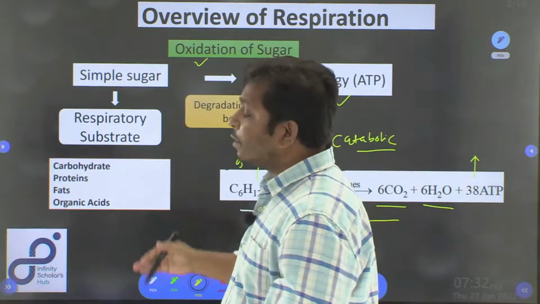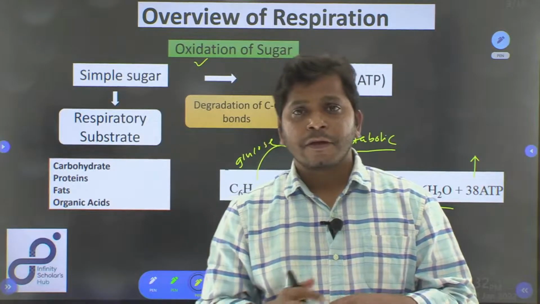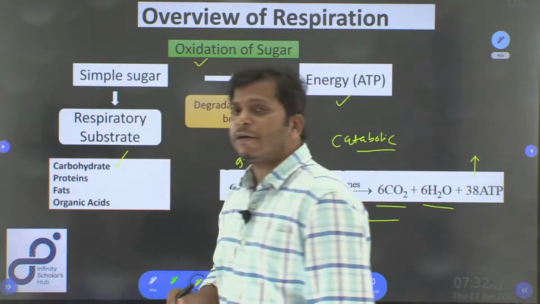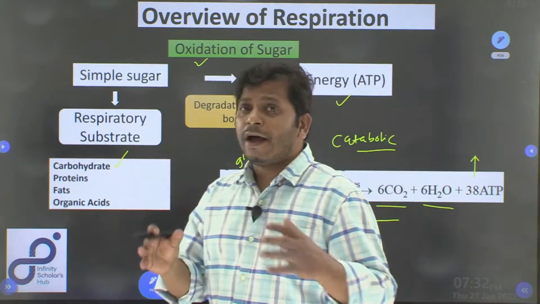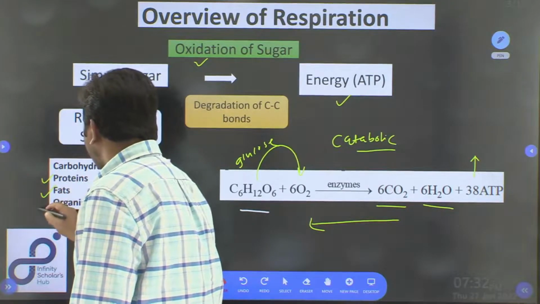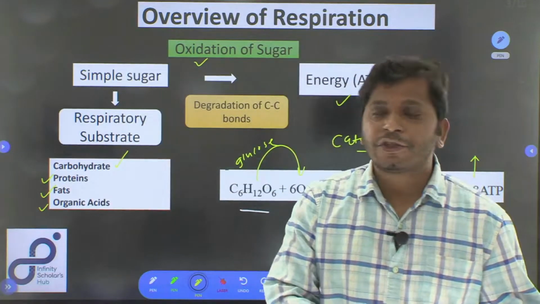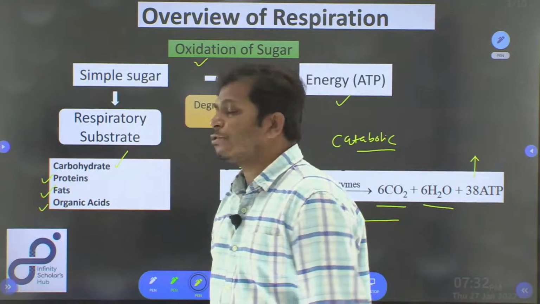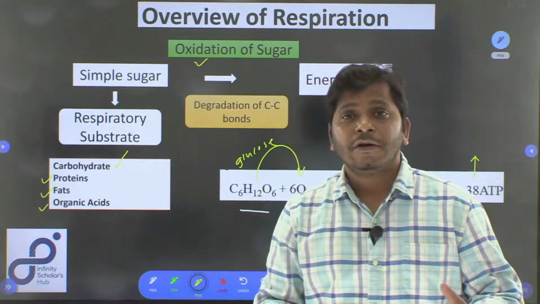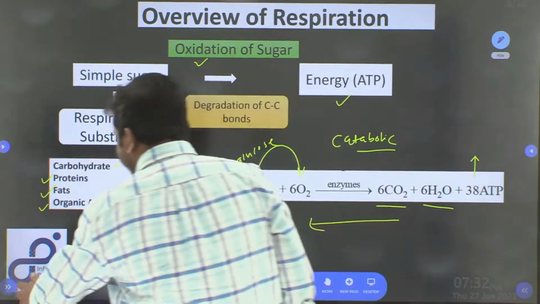Glucose is the most preferred form of respiratory substrate. But if glucose is not available in the system, or carbohydrate is not available or is available in a lesser quantity, then other molecules like proteins, fats, and organic acids can be used as a substitute for respiratory substrate. So glucose is not always the only respiratory substrate used in the living system. Therefore, let's move on.